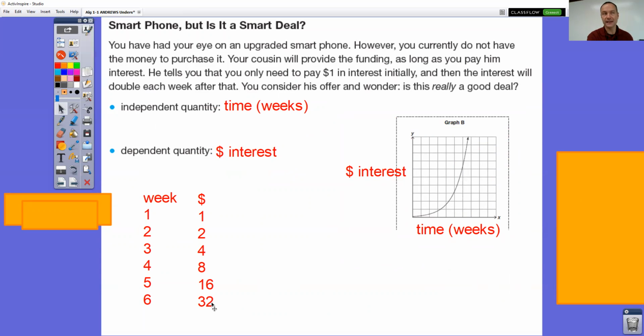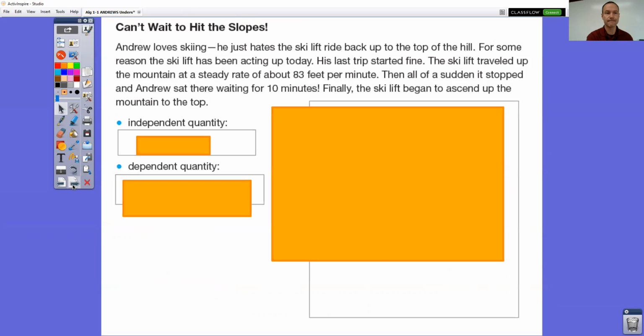It wouldn't be a straight line, because that would mean it is the same amount of money being added each week, like $2 each week. Well, it's not, because we have $2, then it's increasing by $4, then it's increasing by $8, then it's increasing by 16. So that's why we have this curved line.